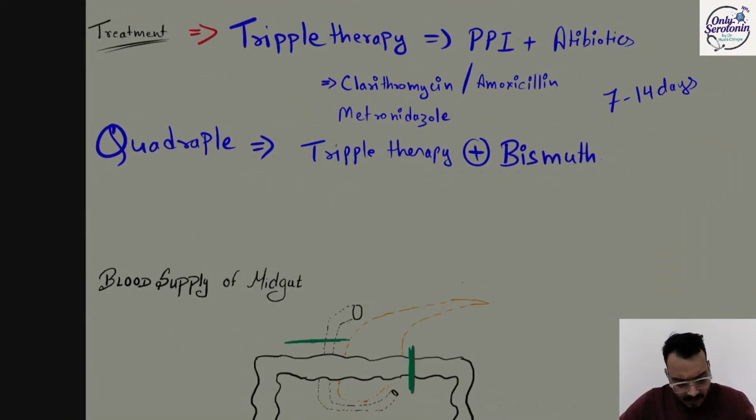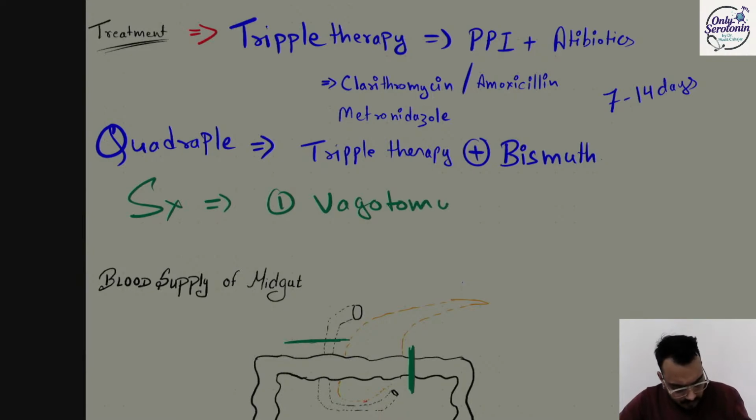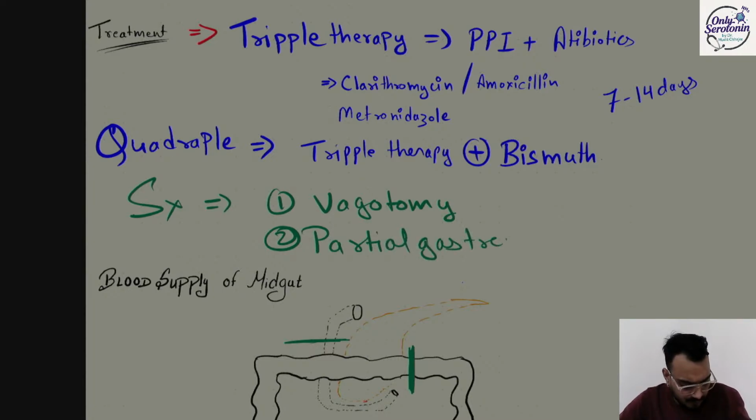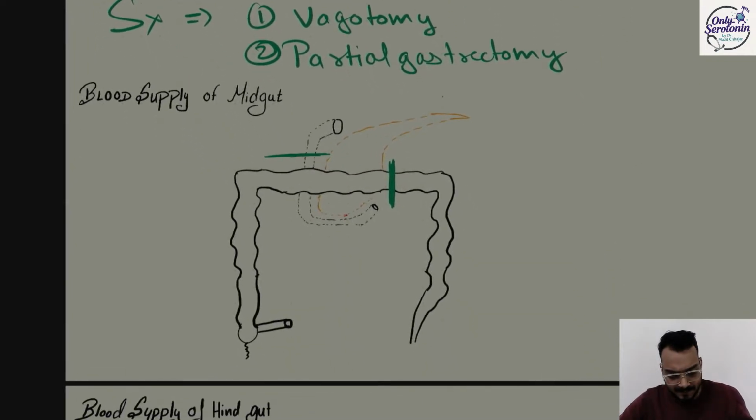Even after quadruple therapy, if the patient is not getting cured, then we will go for the surgical options. And the surgical options are what, guys? The surgical options which you should know here, out of them, the first one is vagotomy, and the second one is partial gastrectomy. Vagotomy and partial gastrectomy.